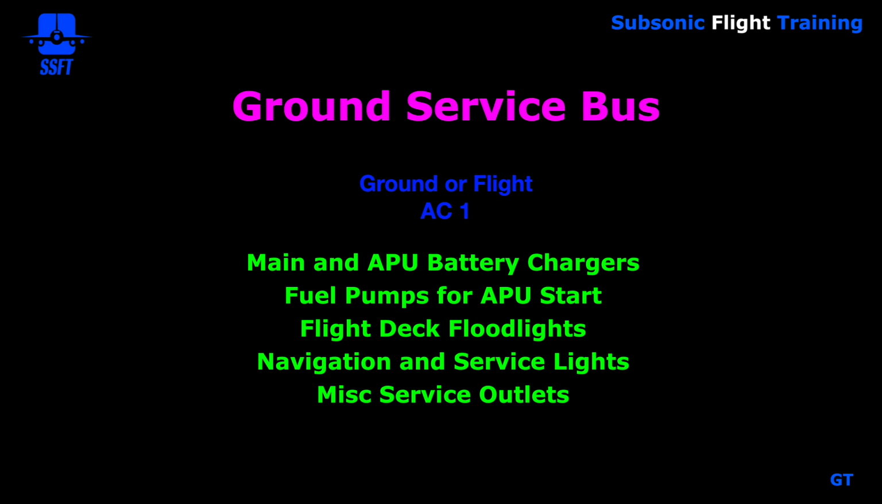Pushing that switch will allow the ground service bus to be powered from the same source that's powering the ground handling bus. This is convenient so that cleaners can come in and plug their vacuum cleaners in, and they'll be able to push that ground service switch. And as long as you have the external power, for example, external 1 hooked up, then they're going to be able to service the airplane.